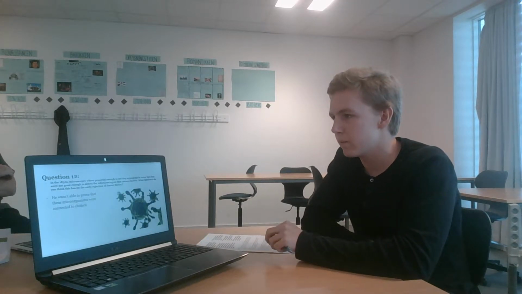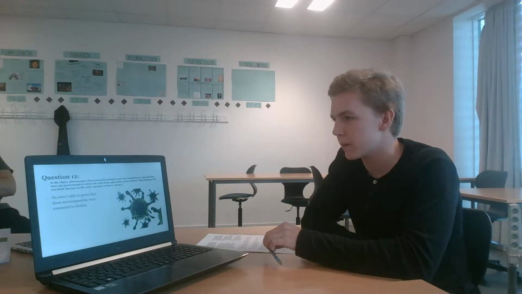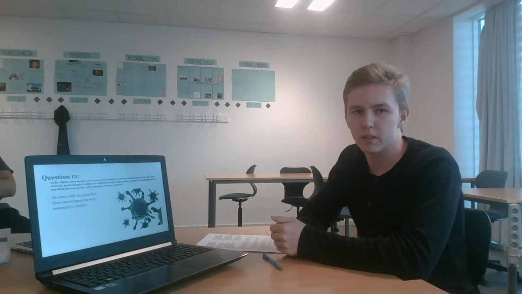So, question number 12. In the 1830s, microscopes were powerful enough to see tiny organisms in water, but they were not good enough to detect the infectious agent that caused cholera. What influence do you think this had on the early rejections of Snow's theory? Well, since he wasn't able to prove any connection between these microorganisms and cholera, he hadn't actually proven anything.